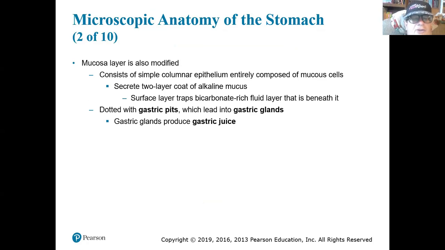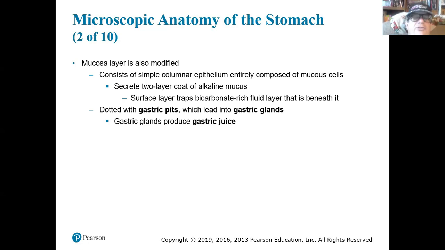The mucosa is also modified. You have a simple columnar epithelium lined in mucus cells. It says entirely composed of mucus cells. They're secreting a 2-layer coat of alkaline mucus. Already told you that. The alkaline mucus is using bicarbonate that you get from the blood, the circulatory and the respiratory system. The blood buffering system that we talked about.